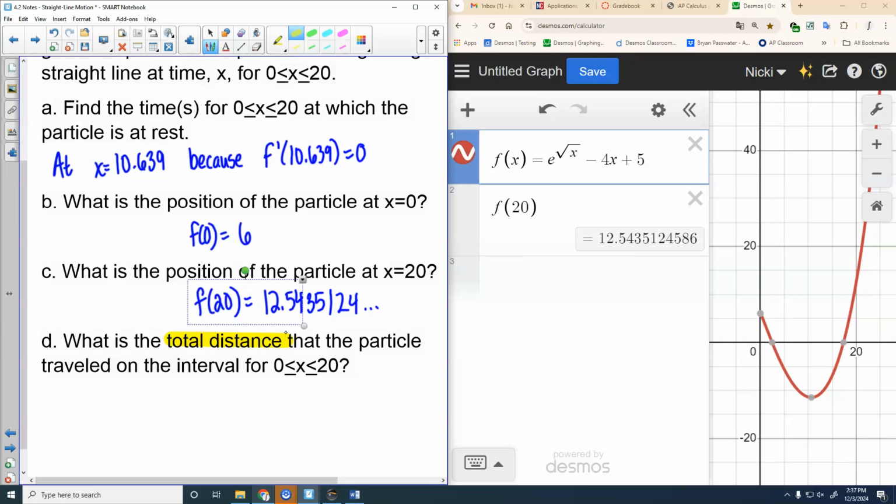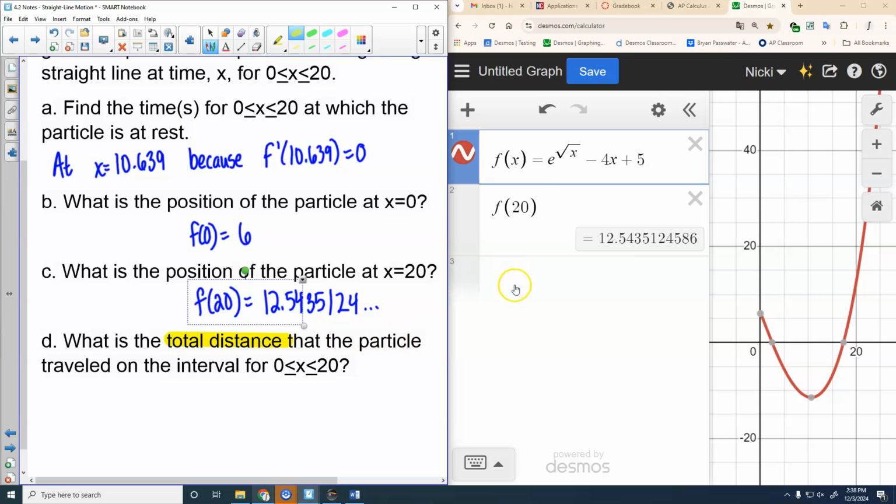That's what we would get if we subtracted 12.543 and 6. We subtract those two values, right? So it'd be 6.543. That's your displacement. But is that how far you walked? You walked further because you went in the wrong direction first, right? So when you see total distance, you have to consider the direction that the particle was traveling.